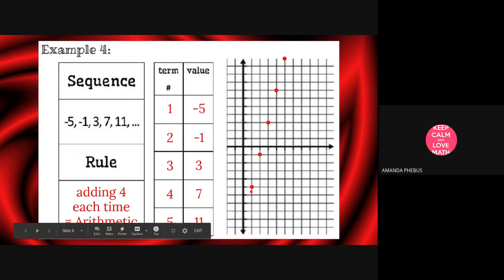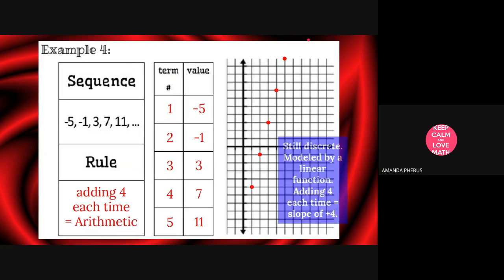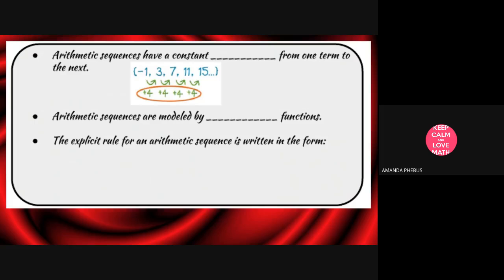And if I look at this, up 4, right 1, up 4, right 1, up 4, right 1, up 4, right 1, we're looking good. Slope of 4. Again, still discrete, modeled by a linear function because it's arithmetic, adding 4 each time, so we have a slope of +4. Looking good. All right, so arithmetic sequences have a constant difference.